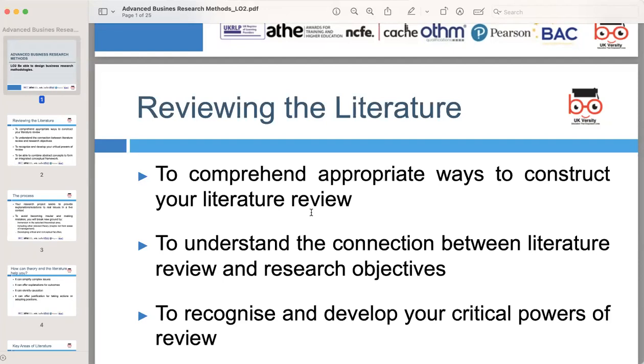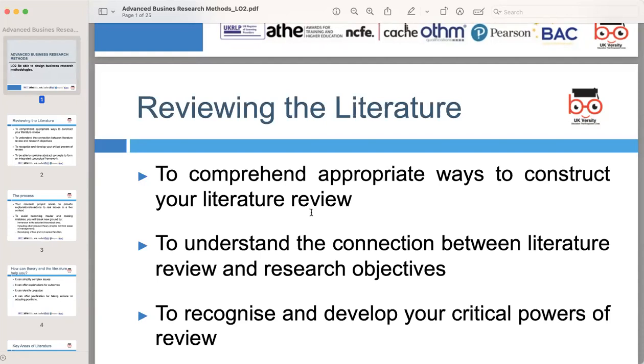And next, you need to conduct a comprehensive search for relevant literature. This involves exploring academic databases, journals, books, and other reliable sources. So by doing so, you can gather a wide range of perspectives on your topic and establish the current state of knowledge.